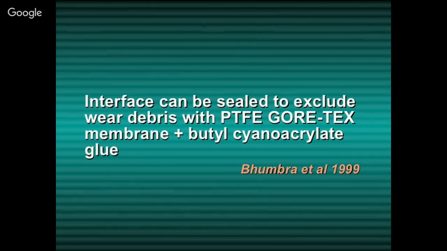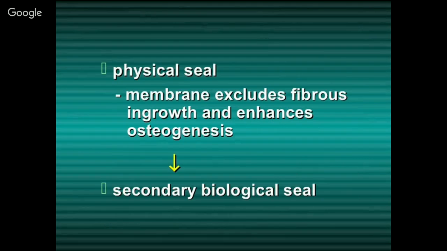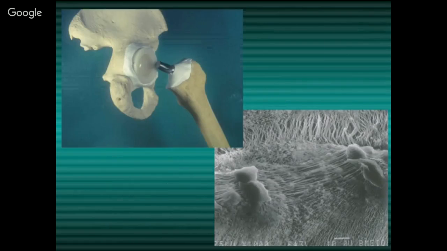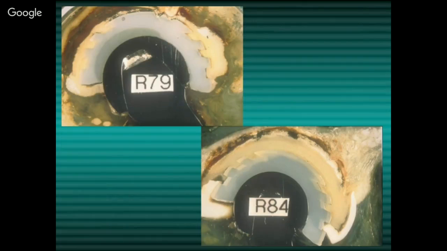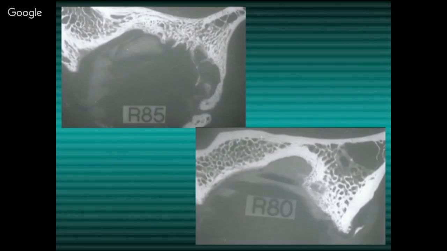The interface can be sealed to exclude the wear debris with a PTFE Gore-Tex membrane plus butyl cyanoacrylate glue. So this is a physical seal. We physically exclude the fibrous ingrowth and enhance osseointegration, and there is also a secondary biological seal. So whatever wear debris is produced within the joint will not go into the bone and implant interface. But what happens? Osteolysis has also been found in the long term.